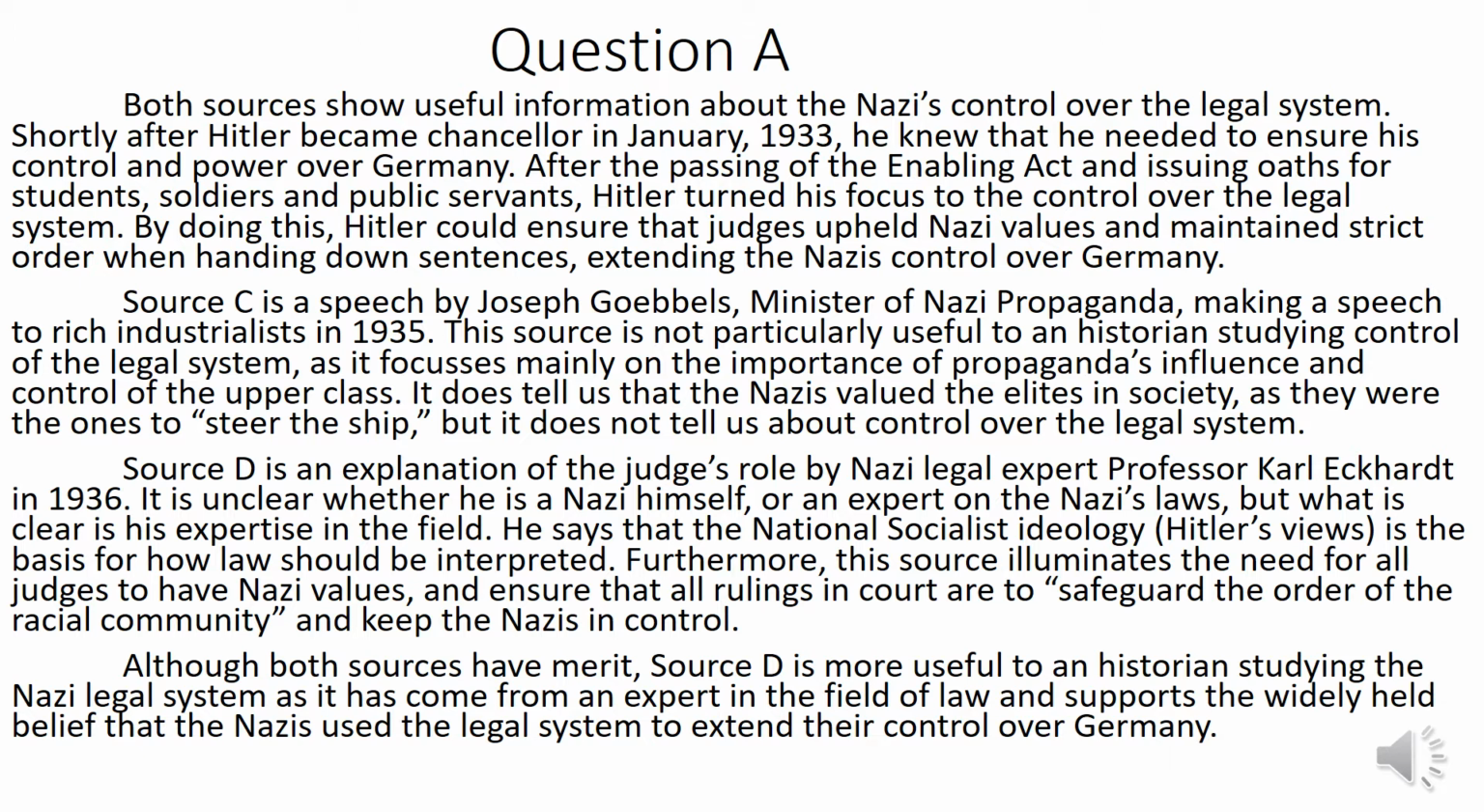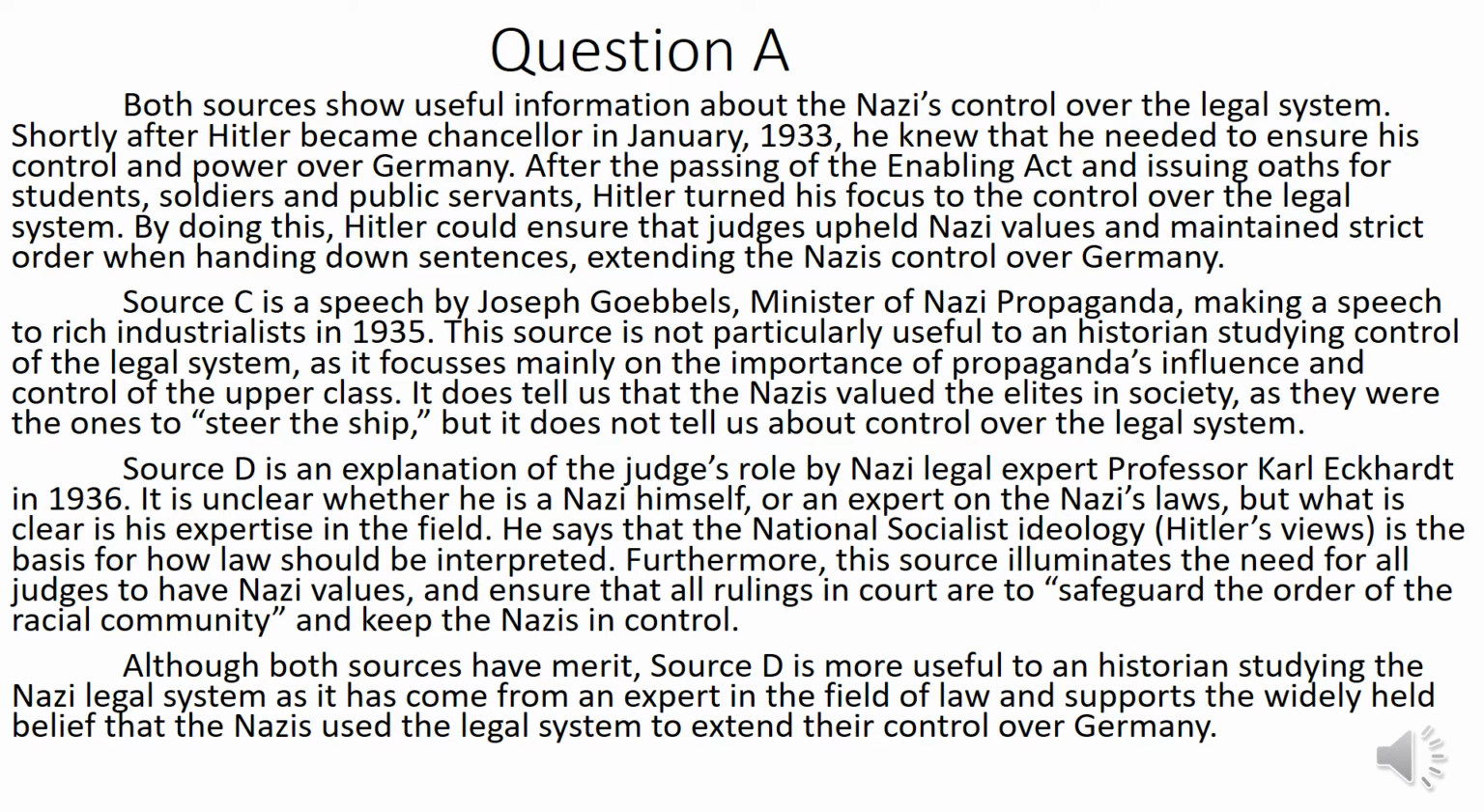Source C is a speech by Joseph Goebbels, Minister of Nazi Propaganda, making a speech to rich industrialists in 1935. This source is not particularly useful to a historian studying control of the legal system, as it focuses mainly on the importance of propaganda's influence and control of the upper class. It does tell us that the Nazis valued the elites in society, as they were the ones to steer the ship, but it does not tell us about control over the legal system.